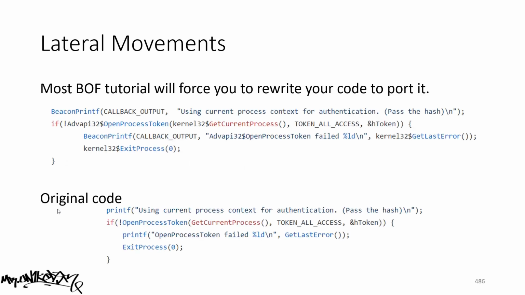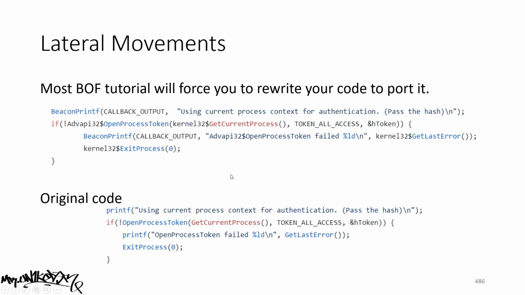Most BOF tutorials will force you to rewrite your code to port it. So here's an example. Instead of using printf, you're going to have to use BeaconPrintf, and every Windows API that you need to invoke needs to be declared using that kind of syntax here, where you specify the API and you have to import it on your own. And if you look at the original code here, this is what it looks like.